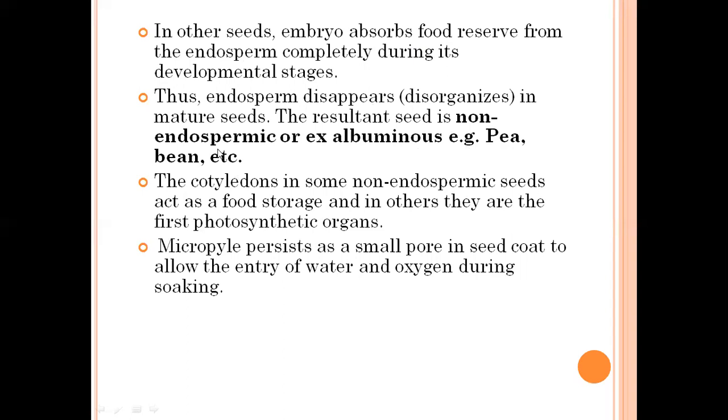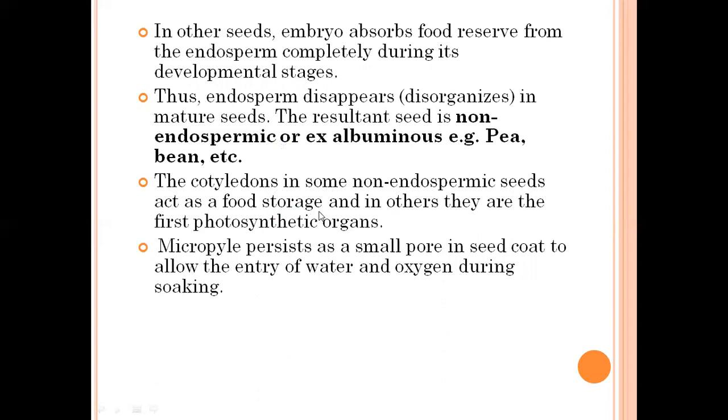You can compare maize with pea. In case of maize, the endosperm or nutritive tissue remains there. That is called endospermic or albuminous type of seeds, while in seeds like pea or bean, the endosperm completely disappears. And that's why they are called non-endospermic or ex-albuminous seeds.